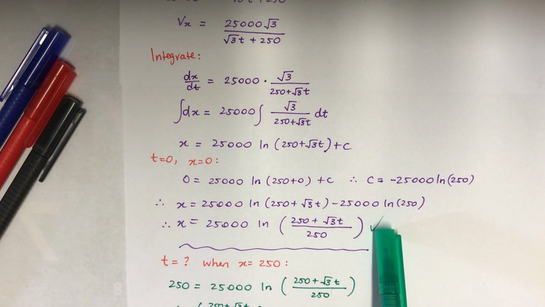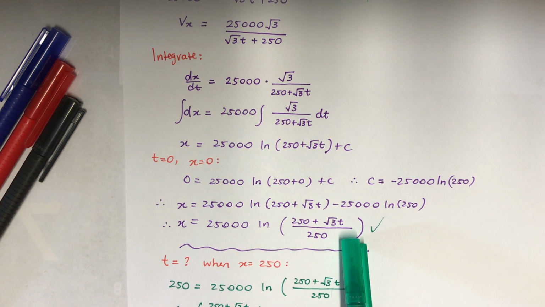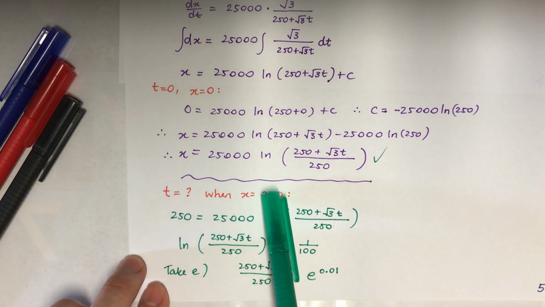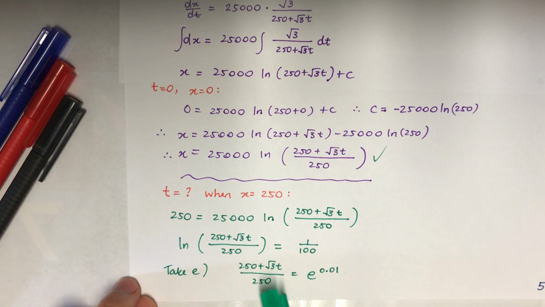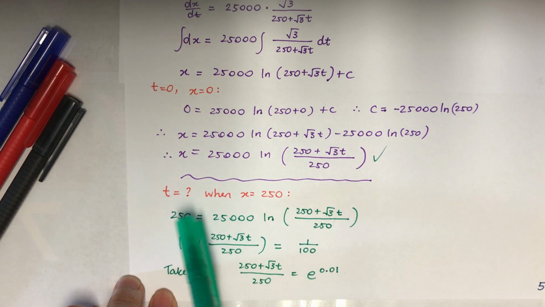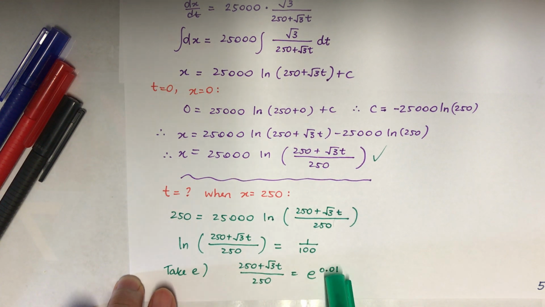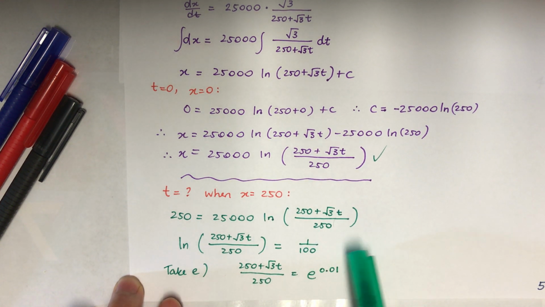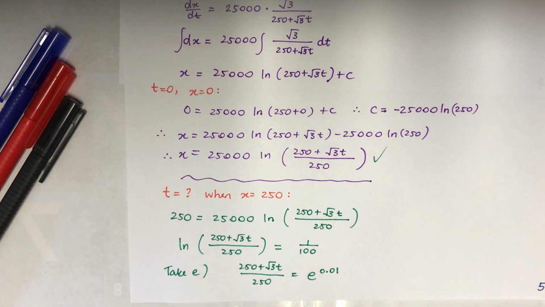It says expression for the range in terms of t. I've done that. Now we have to find the time when x equals 250. Easy. You just put the 250 there, and then we use the formula. Just make it simpler, guys. When I do that, 250 divided by 25,000 is 1 over 100, but you don't want to put e to the power 1 over 100. It'd be easier if you just put 0.01.